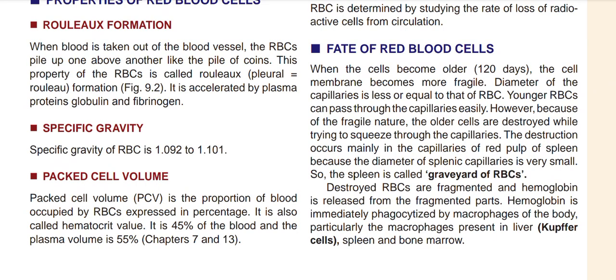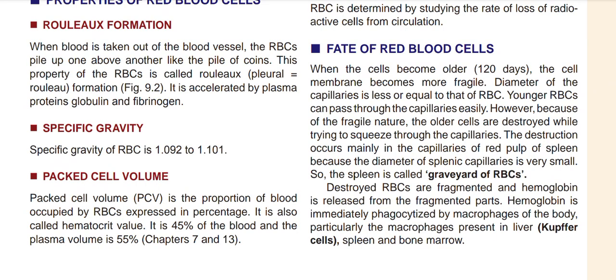When the RBC becomes older, at about 120 days, the cell membrane becomes more fragile and rigid. The diameter of the capillaries is less than or equal to that of RBC. Younger RBCs can pass through the capillary very easily as they are more expandable and not that fragile. That's why they can pass very easily. But as the older cells are fragile in nature, they can't pass through these narrow capillaries. The older cells are destroyed while trying to squeeze through the capillaries.